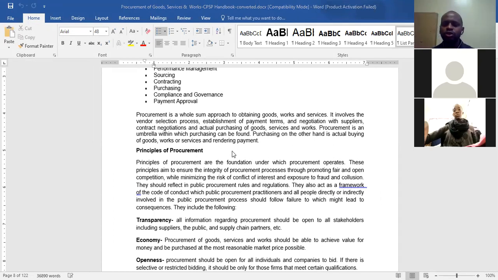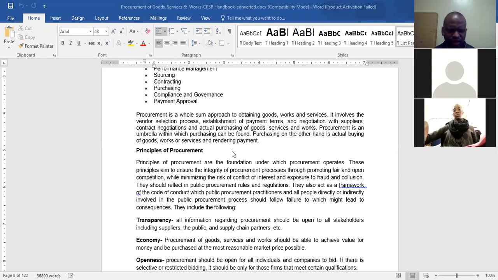So the other thing that I'm going to talk about is procurement is also viewed as a wholesome approach to obtaining goods, works, and services. When we talk about wholesome approach, what we basically mean is that procurement involves every other person in the organization, be it people in finance, be it people in human resource, be it people in other departments. That's why we are saying procurement is a wholesome approach. And there is no function in the organization which does not interact with procurement.